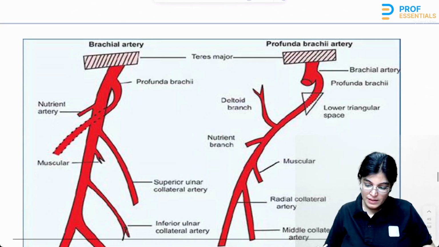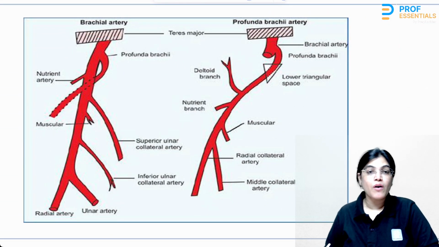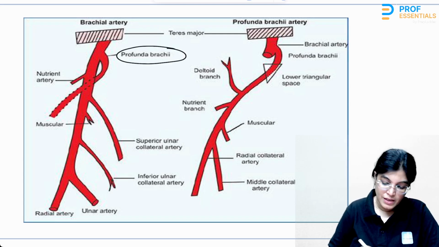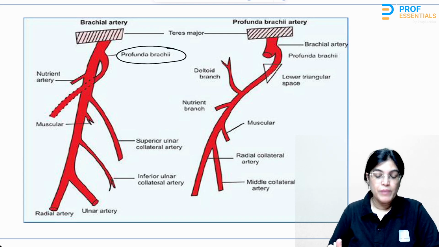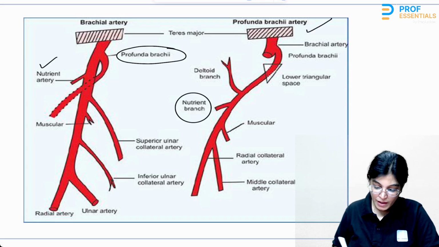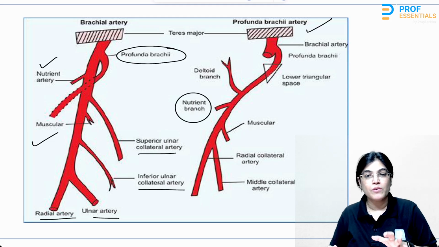Okay, done with this. Now, this is a schematic diagram just to make you understand the branches of the brachial artery and the profunda brachii. The profunda brachii artery is a branch from the brachial artery on the posteromedial aspect. Most of the time, the nutrient artery to the humerus is received from the profunda brachii artery. The superior and inferior ulnar collateral arteries, muscular branches, and the ulnar and radial arteries are the branches of the brachial artery.